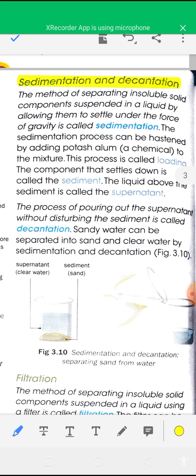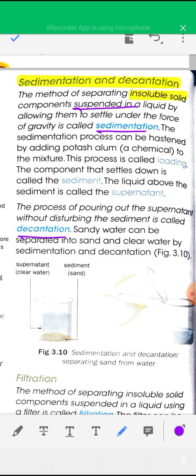Just read one. Now see, the next method is sedimentation and decantation. What is sedimentation? Sedimentation, and here it is decantation. So sedimentation is the method of separating insoluble solid components suspended in a liquid by allowing them to settle under the force of gravity.